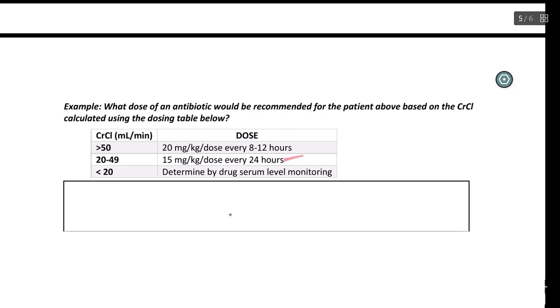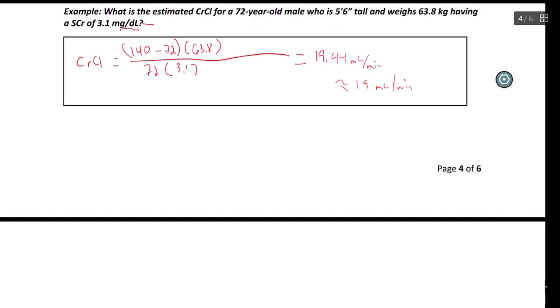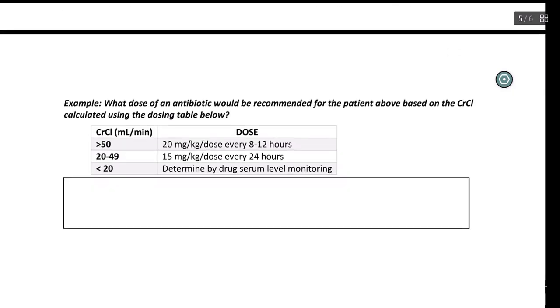So looking at this question, it says what dose of antibiotic would be recommended for a patient in the above. So if we were trying to dose this antibiotic and the person had a 19 milliliters per minute creatinine clearance, where would we do it? So based on that, we would have to determine it by creatinine clearance.